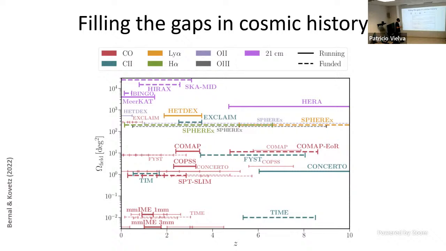While 21 centimeters, especially at low redshift and for astrophysics, has been developed for a long time, and the theory is very well established. So that's why there's right now more money for these experiments, and some of them are really, really big experiments like SKA, while we are still building the expertise to deal with all of these lines.